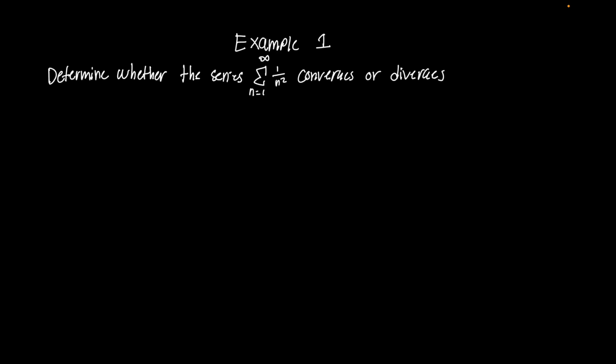So now let's look at example 1. It says, determine whether the series, I'm sorry, that does not look like a series. It's bad handwriting. There we go. Determine whether the series 1 over n squared converges or diverges. We don't have to write this out clearly because it's already written out. So let's identify the function. The terms right here are just 1 over n squared.